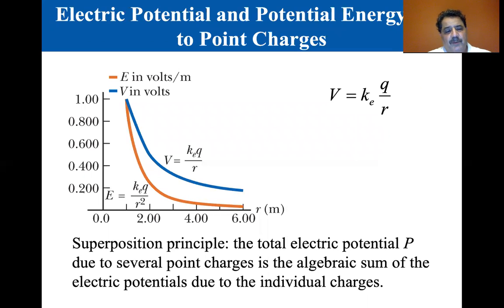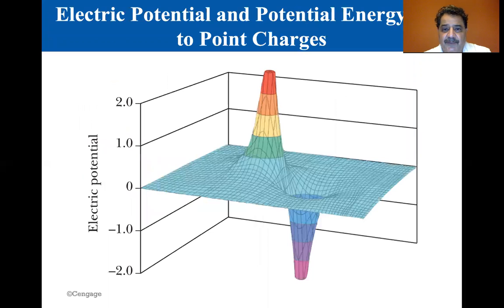And we have the superposition principle, which is that the total electric potential V due to several point charges is the algebraic sum of the electric potentials due to the individual charges. Okay, now here's a dipole. If you think of a positive charge and a negative charge some distance away, that's a dipole, and you can see the contour map of where the positive charge is. It has the electric potential that goes up to over 2, and the negative goes down to 2.